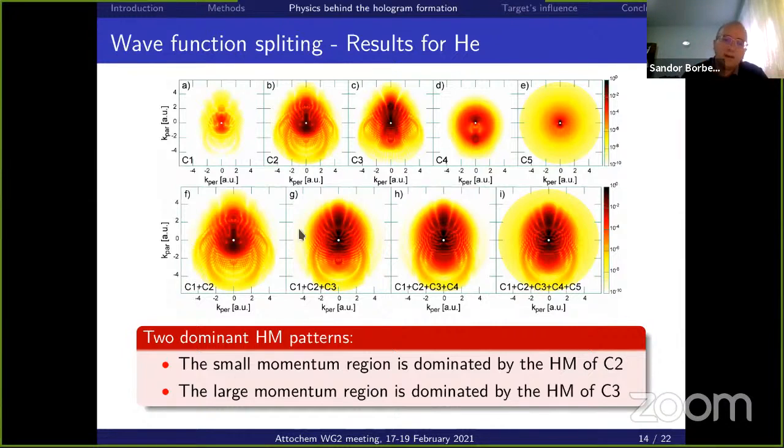These interference fringes are rooted in the interference between the second and the third wave packet.